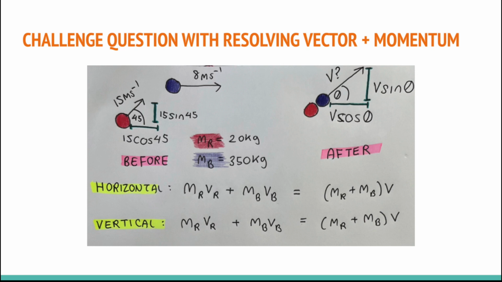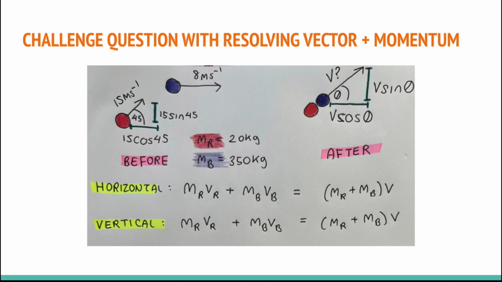So first thing you want to do here is resolve the vectors. You want to label the vertical and horizontal components. As you can see, I have done this for the red ball and for the final product. You see there's a 15 sin 45 and 15 cos 45. And for after the collision, there's v sin theta and v cos theta. I used v because we did not know what the velocity is, and I used theta because again we don't know what the angle is. These are things that we have to find.